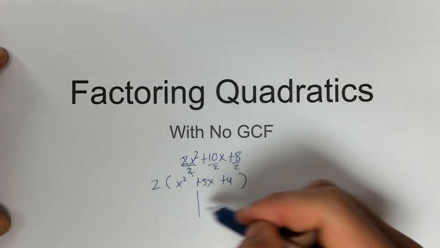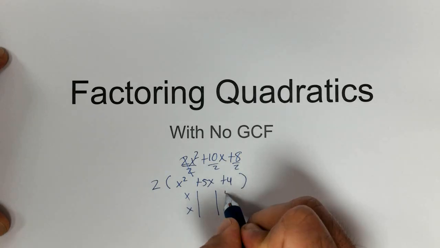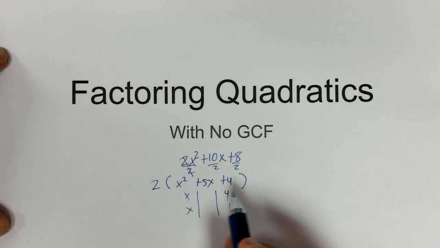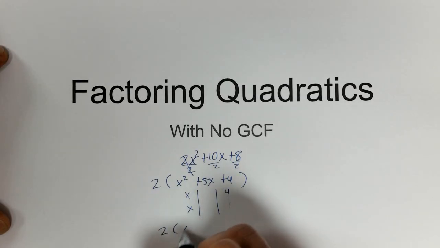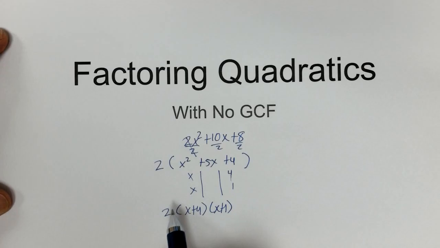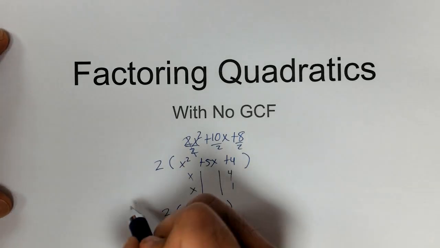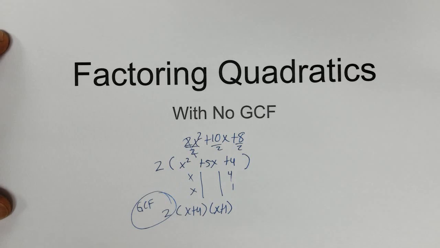And I showed you the column method that I like, x times x, 4 times 1, we cross multiply, right? All of that jazz. And we're left with 2 times (x plus 4)(x plus 1), where there is a GCF here that we're able to pull out. Well, today I want to show you how to factor quadratics that do not have a GCF.